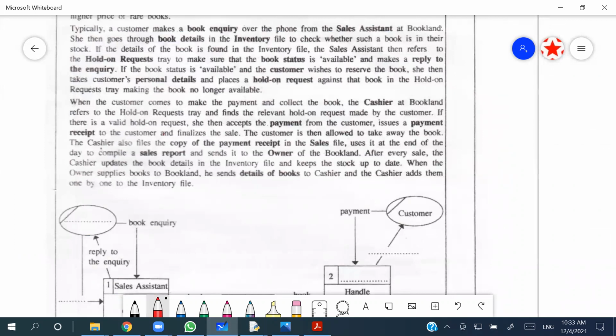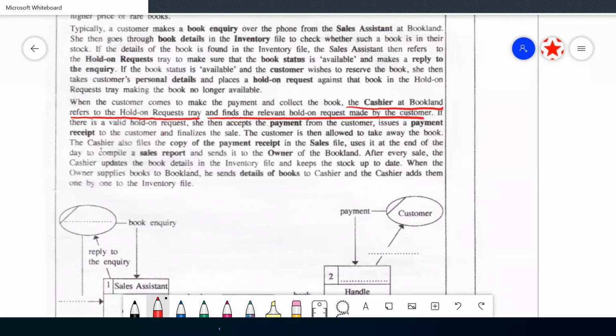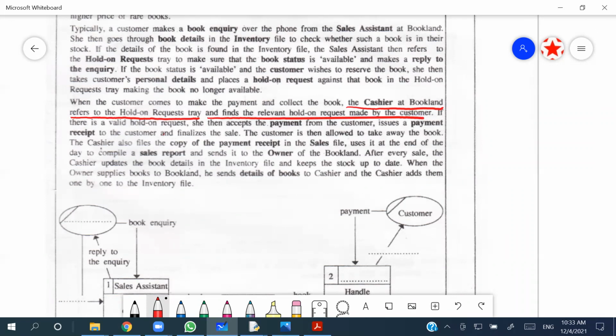When the customer, second para, when the customer comes to make the payment and collect the book, the cashier at Bookland refers to the hold on request tray and finds the relevant hold on request made by the customer. The cashier finds the relevant hold on request made by the customer.